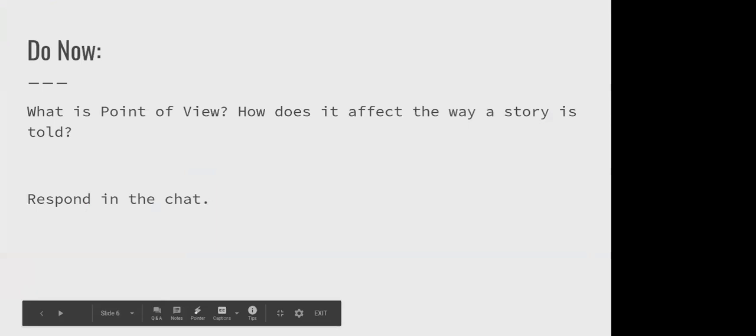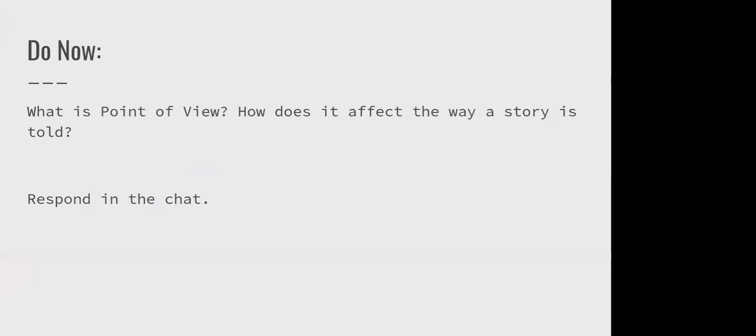So again, what is point of view and how does it affect the way a story is told? Please take a minute or two, think about this, and respond in the chat for me. Let's take at least 2 minutes for this. What is point of view in terms of story or literature, and how does it affect the way a story is told? Please think about this and respond in the chat to get started today. Thank you guys.